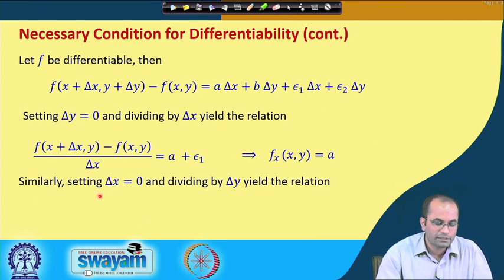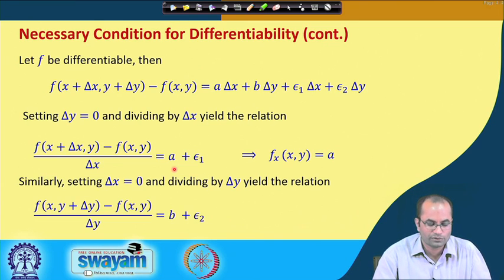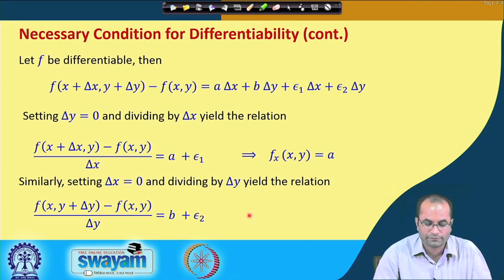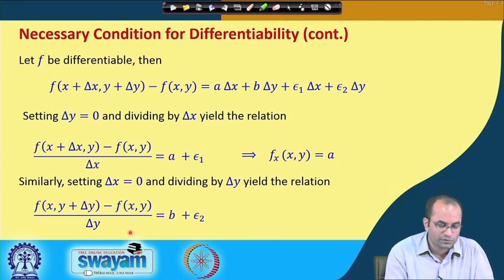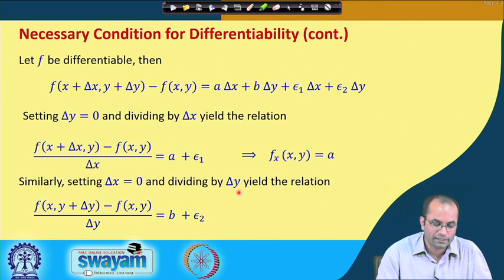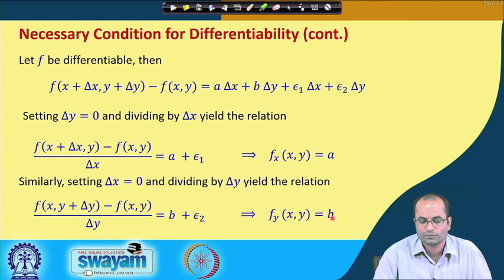And now, similarly, we can set delta x to 0 and then we can divide by delta y, and again take the limit as delta y goes to 0. So, we will get that f_y at x, y is equal to b. Here, if we take this limit now as delta y goes to 0, the right hand side will be just b because epsilon 2 will go to 0 as delta y goes to 0. So, in this case we will get that the partial derivative with respect to y at x, y is equal to b.